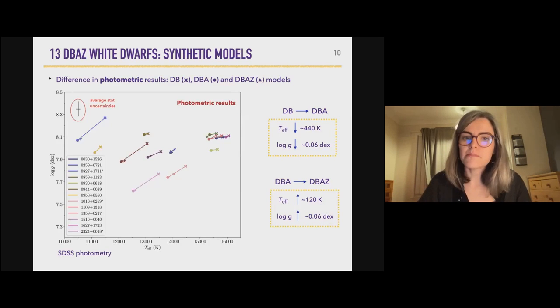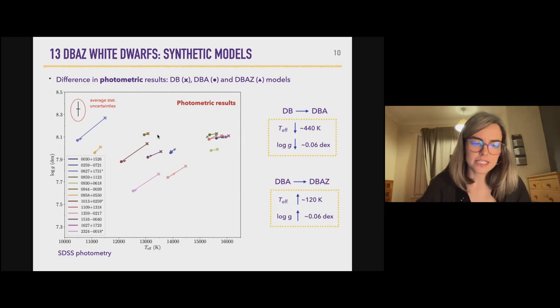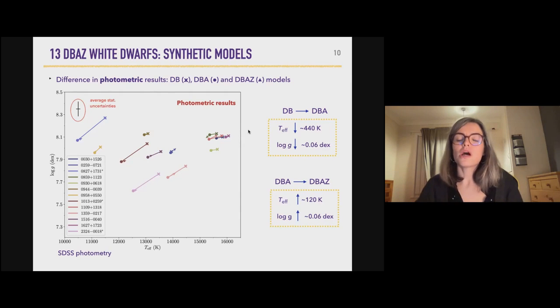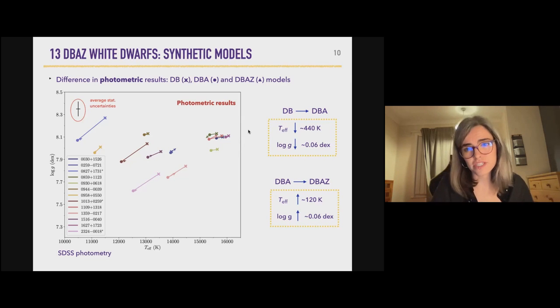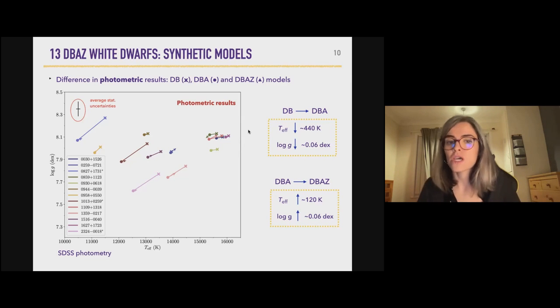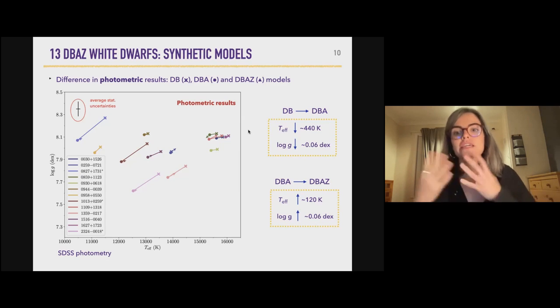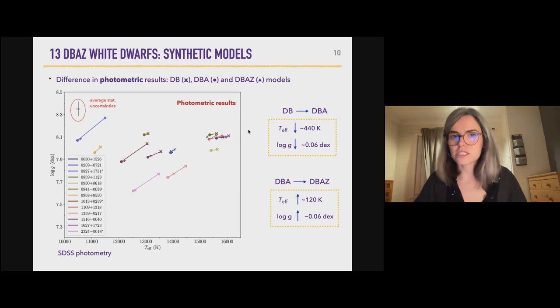If we do the same, but with photometric data, in this case, I am showing you the results obtained for the SDSS photometry. What we obtain is that the inclusion of hydrogen in the models translated in an overall drop of the effective temperature and surface gravity, while the inclusion of metals, on the other hand, translated in an overall increase of these two parameters.